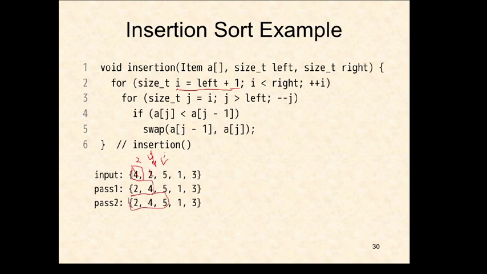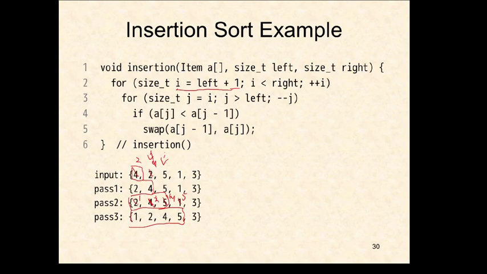We've got to put 1 into that region of size 3. So we look at 1 and 5, we swap 1 and 5. We look at 1 and 4, we swap the 1 and the 4. Swap 1 and 2. And that's our order after 3 passes. We know we now have a sorted region of size 4. Element 3 has to be put in its correct place relative to this sorted region of size 4.